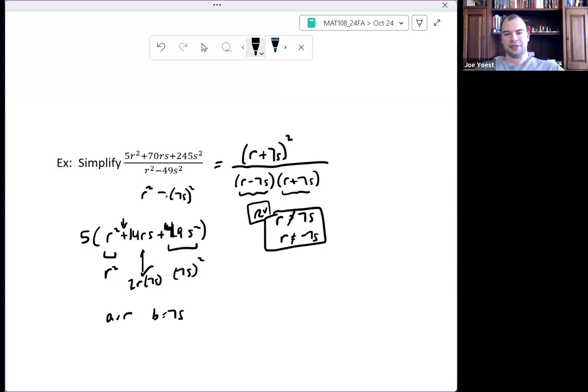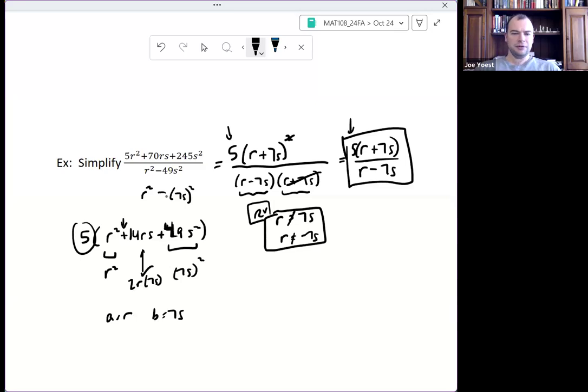I found my restricted values. I can also divide out one of my factors of r plus 7s, leaving me with r plus 7s over r minus 7s for my simplified form. Right, even a pretty complicated, and I forgot a factor of 5. Even a pretty complicated problem like this one, we follow the same strategy and we get the answer pretty easily, as long as I don't forget to write something down from one step to the next.